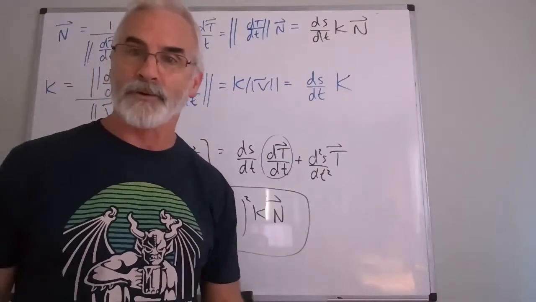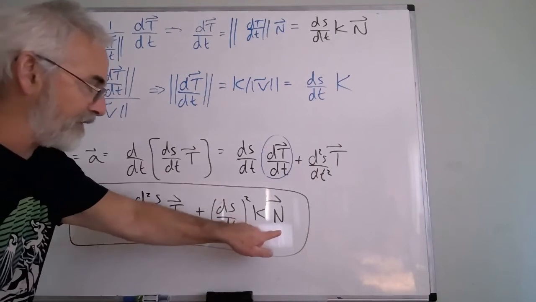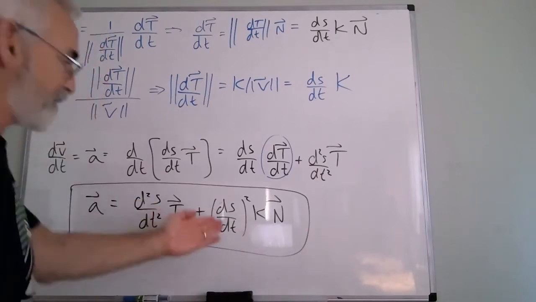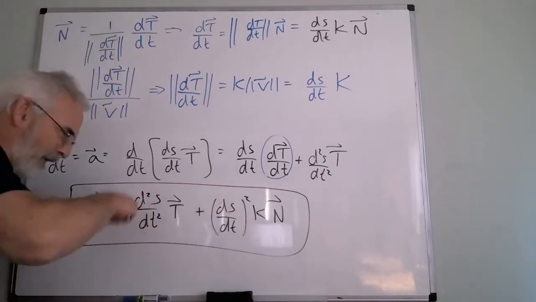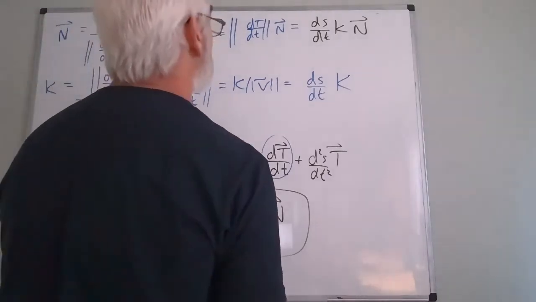Think of that. That's kind of cool. It's a scalar multiple of the unit tangent plus a scalar multiple of the unit normal that involves speed and curvature. We're not really sure what that guy is, but we'll figure that out. Now, we give each of these pieces names.